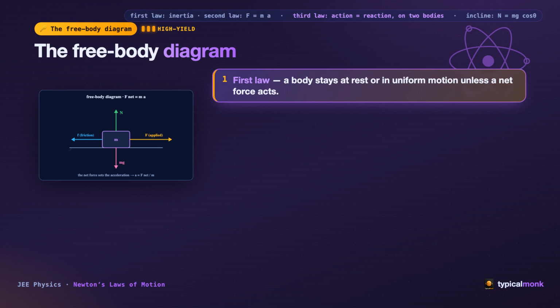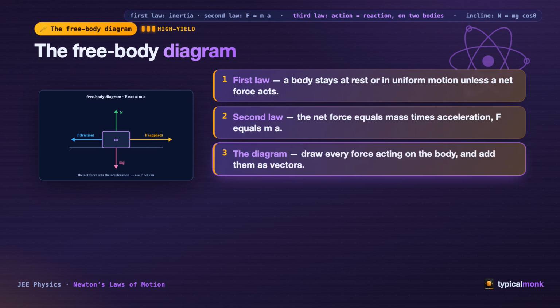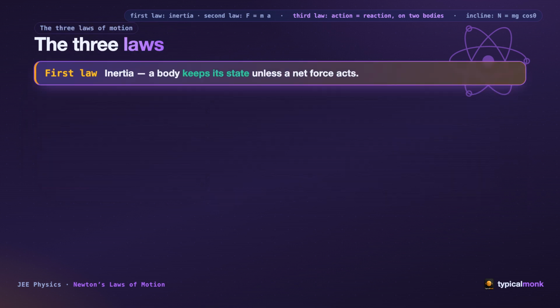The free body diagram. The first law. A body stays at rest or in uniform motion unless a net force acts. The second law. The net force equals mass times acceleration, F equals ma. The diagram. Draw every force acting on the body and add them as vectors. The net force. Its direction is the direction of the acceleration. Now the three laws, one by one.